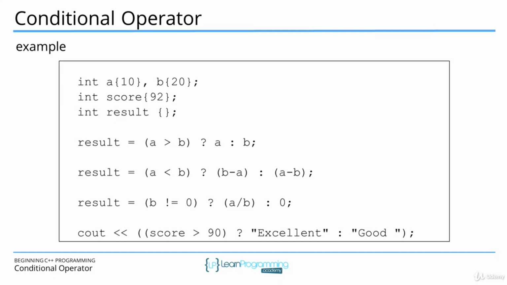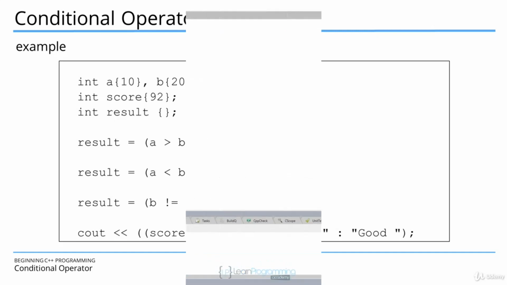Notice how we're avoiding a divide by 0 error by making sure that b is not equal to 0 before we divide. Finally, we often see the conditional operator used in output statements. In this case, we check if score is greater than 90, and if it is, we display excellent, otherwise we display good. You can see the conditional operator can be very handy and easy to read and understand when it's used this way. Let's head over to the IDE and see it in live code.